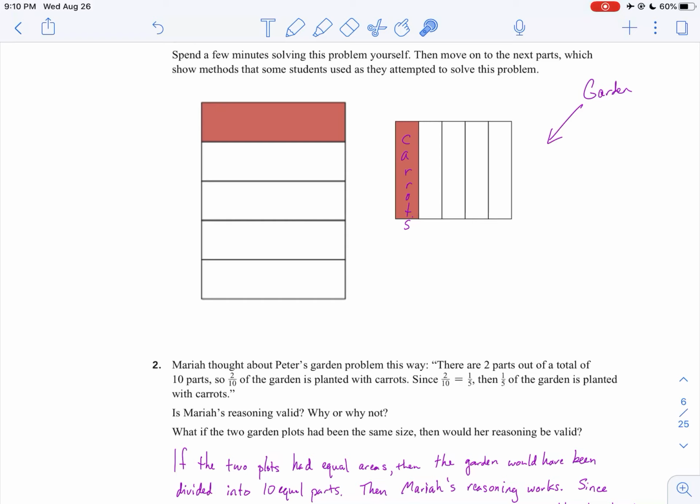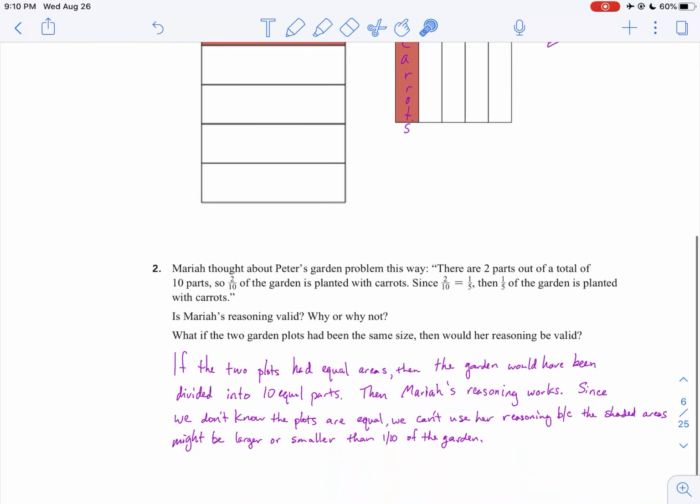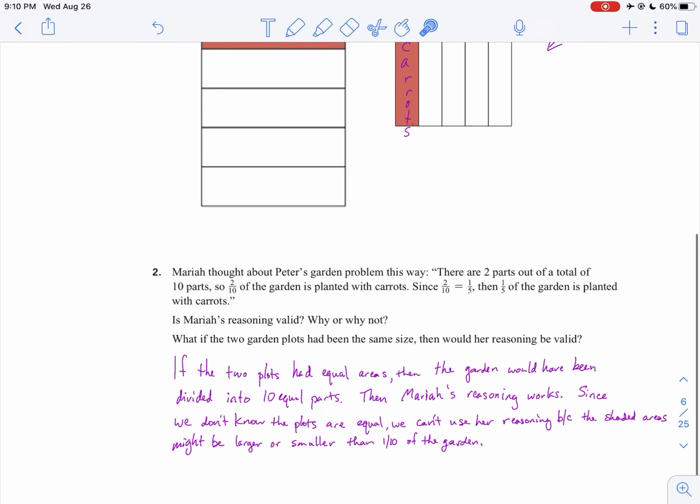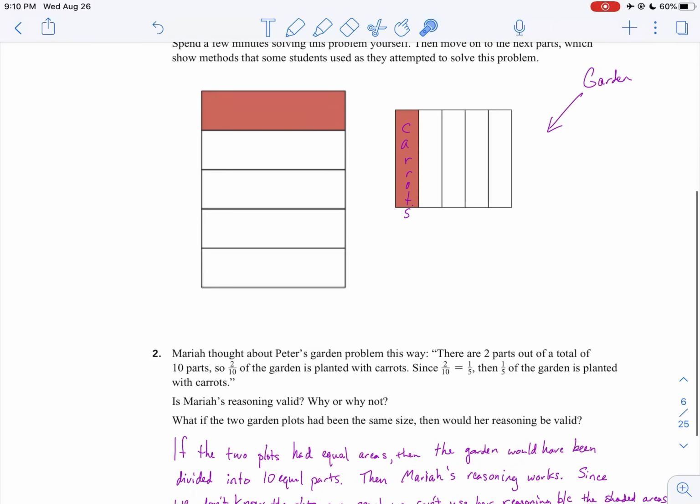That seems decent, right? The only issue is these are a lot bigger than these. And so if the two plots had equal areas, then the garden would have been divided into 10 equal parts. That's the key. And then her reasoning works. Since we don't know the plots are equal, we can't use her reasoning because the shaded areas might be larger and smaller than 1/10 of the garden. In this picture, this would be less than 1/10. This would be more than 1/10.